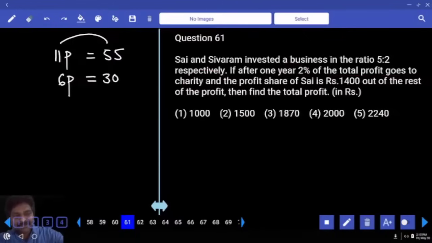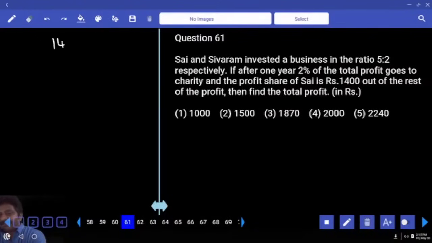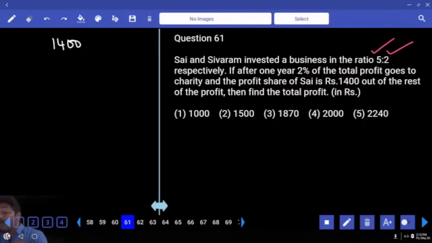Sai and Shivram invested in a business in the ratio 5:2 respectively. If after 1 year, 2% of the total profit goes to charity and the profit share of Sai is 1400. Sai is getting 1400, whose investment ratio is 5:2. So 5 parts is 1400, correct? Then 1 part. The other person gets 2 parts, right? 2 parts.